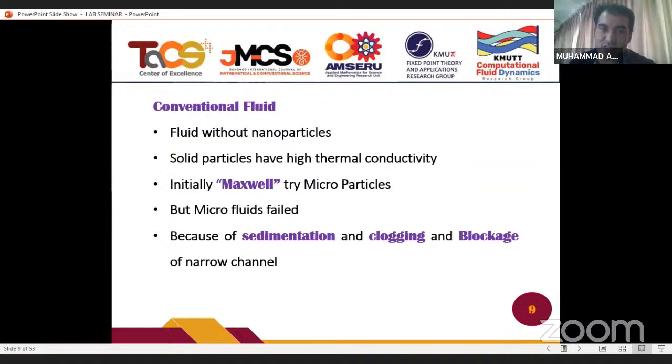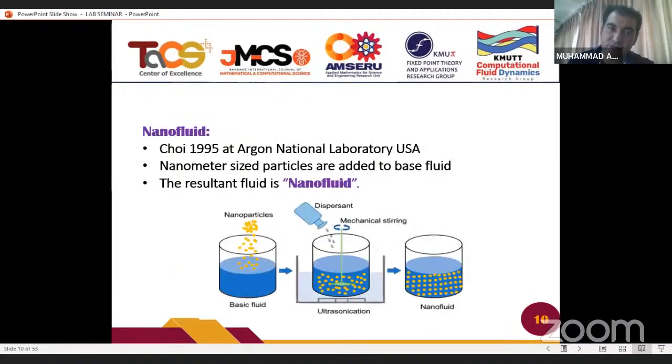So initially, Maxwell carried out an experiment, and he found that by suspending some micro-sized particles in the base fluid, because he wanted to enhance the heat transfer rate. But by doing this experiment, the resultant fluid had sedimentation, clogging, and blockage of narrow channels. So this experiment failed initially. After that, in 1995, Choi at Argonne National Laboratory, USA, suspended nanometer-sized particles in the base fluid. And this experiment was successful, and after that, many researchers and many new ways were opened for this new idea, and it has a lot of applications in different fields of sciences, engineering, and agriculture. So this was a successful experiment, and after that, a lot of researchers worked on it.